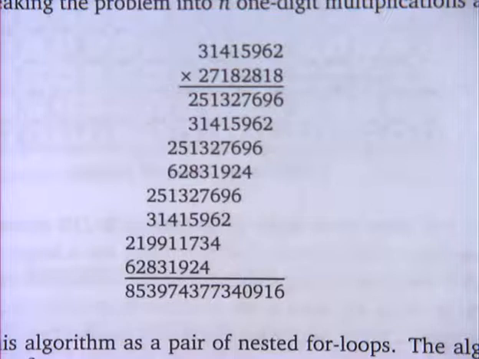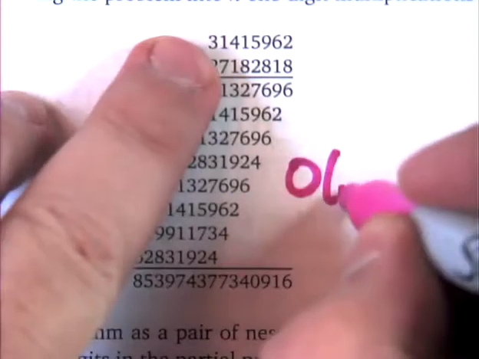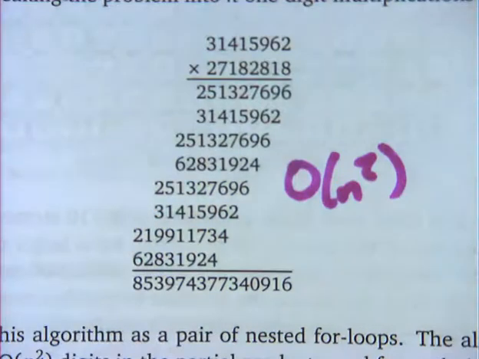This algorithm can be formalized to be a pair of nested for loops that loop over all digits in the first number, and then for all digits in the second number, multiply them together, and then add them all up with the appropriate number of zeros at the end. So this gives you a way of multiplying two n-digit numbers in n squared time. And when you do it on paper, it uses n squared space.